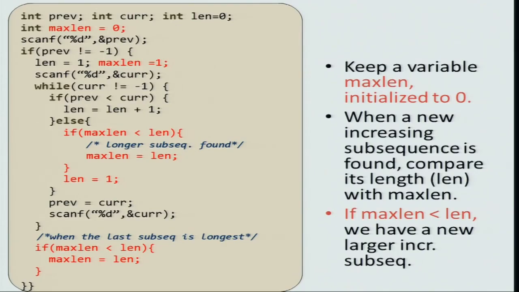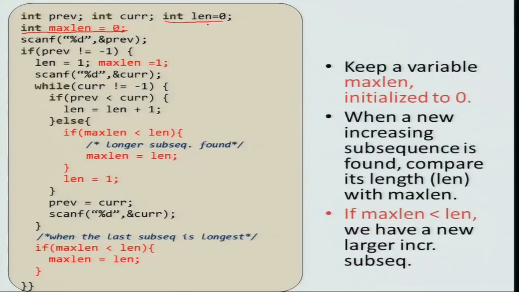Earlier we reasoned out that we need at least 3 variables. Now, in order to keep track of the maximum length that we have seen so far, I need a new variable. So, here is max length equal to 0. That is the new variable which is the maximum length that we have seen so far. When we start the program, we have not seen any increasing subsequence, and therefore the current increasing sequence length is 0, that is len equal to 0, and the maximum length that we have seen so far is also 0.